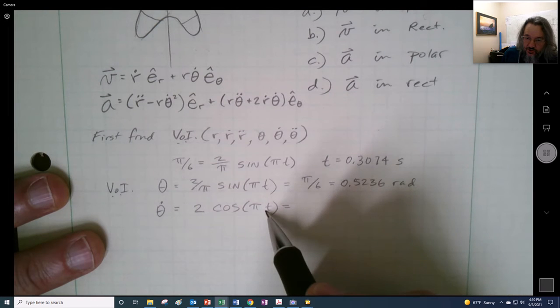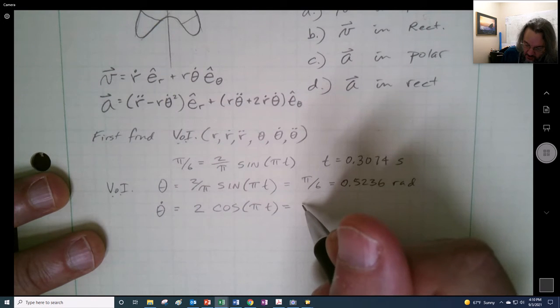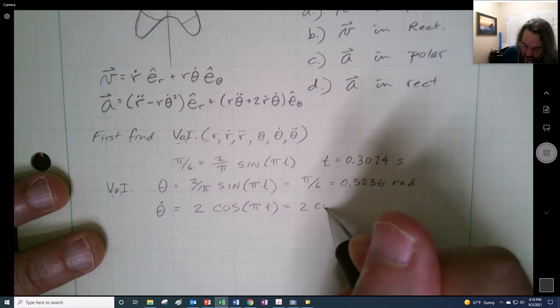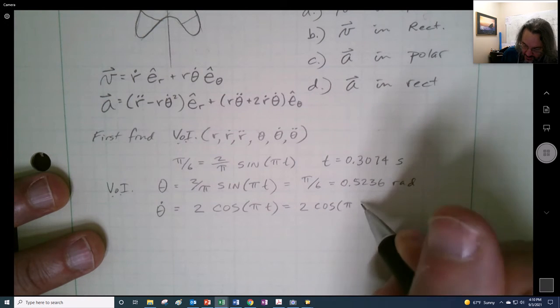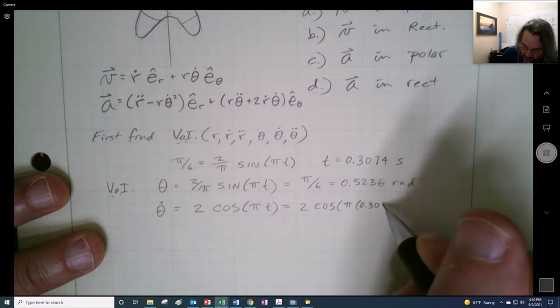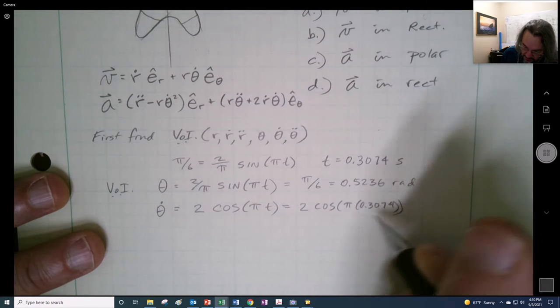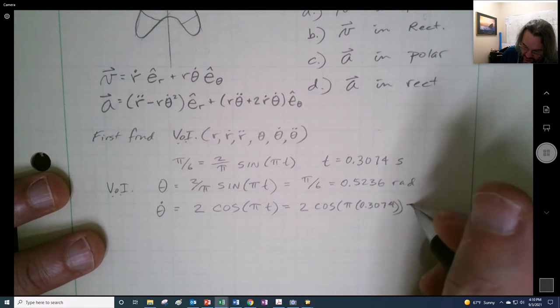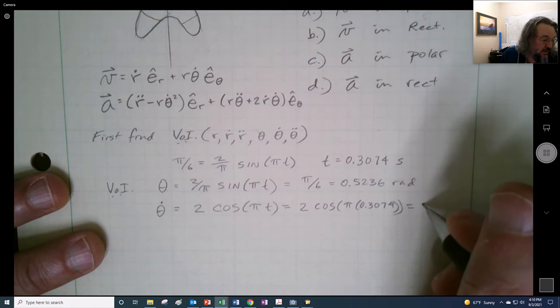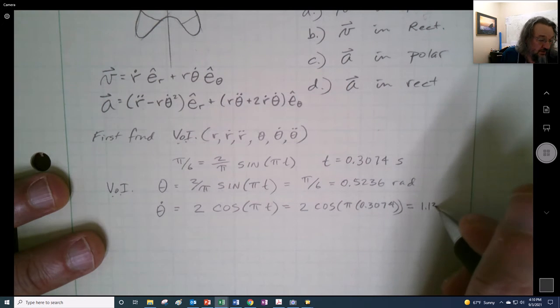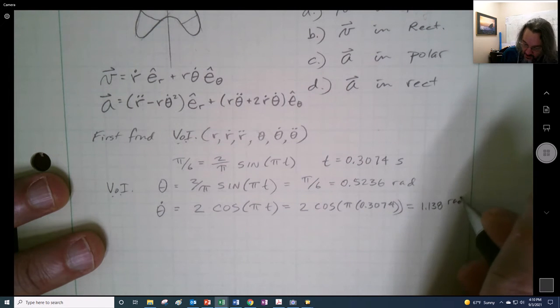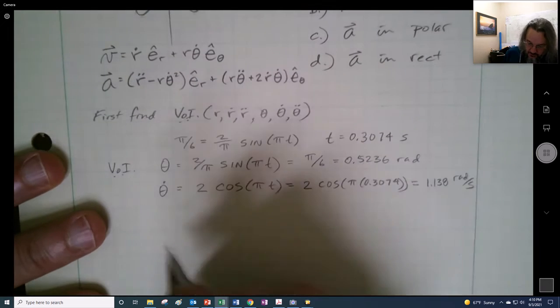I don't have to show you plugging it back in. We plug in right there. Maybe I'll just do that. I'll do it right now. Pi times 0.3074. Make sure this is in radians, and we get that this is 1.138 radians per second.